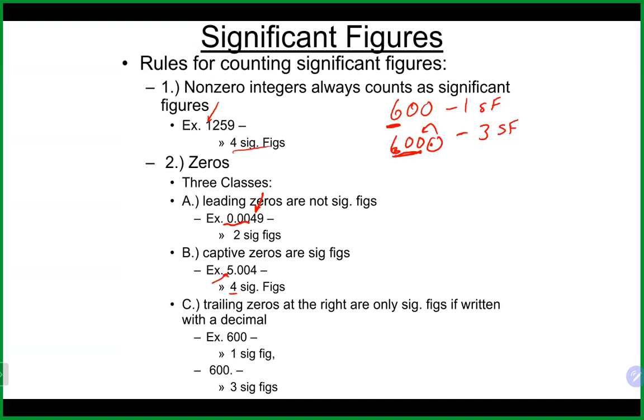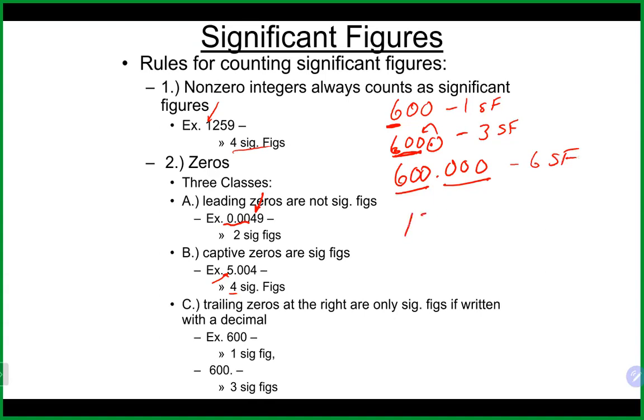Any question on that there? Yeah. 600.00, let's add one more for good measure here. How many would it have in this case? It would have 6 significant figures. Yes. These would be significant and those would be significant. Again, the decimal doesn't have to be anywhere near the zeros, as long as it's in the number. It would have 6 significant figures in this case.